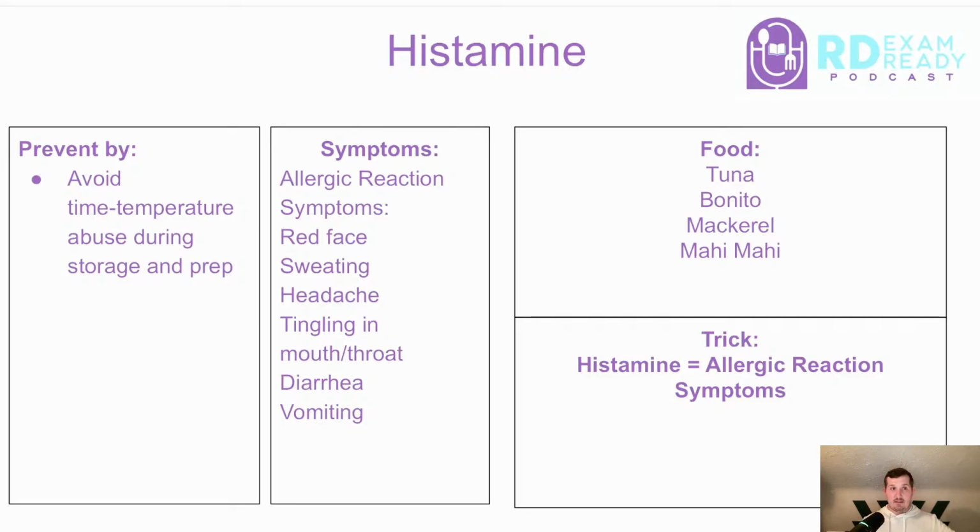Starting with histamines. Histamine is prevented by avoiding time and temperature abuse during storage and prep. For the foods that this can affect, it's going to affect things like tuna, bonito, mackerel, and mahi mahi. Really big fish I picture here. Like tuna, it's big. Bonito is pretty big. Mahi mahi can be big fish. So I picture these big fishies that this occurs with.